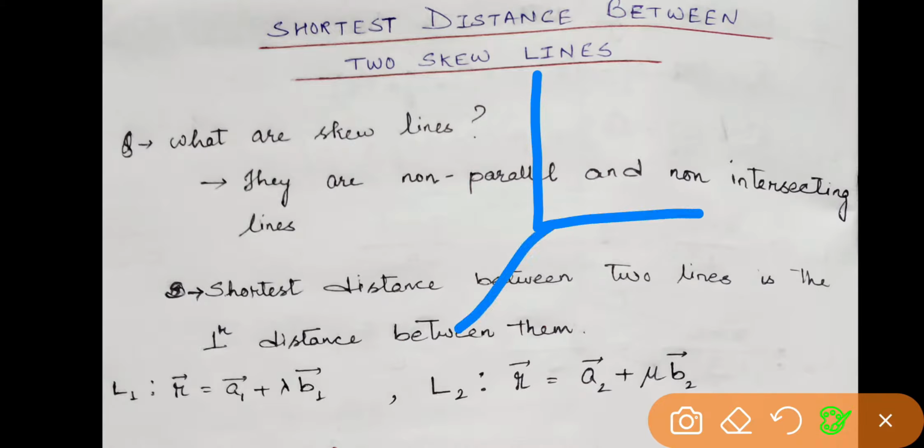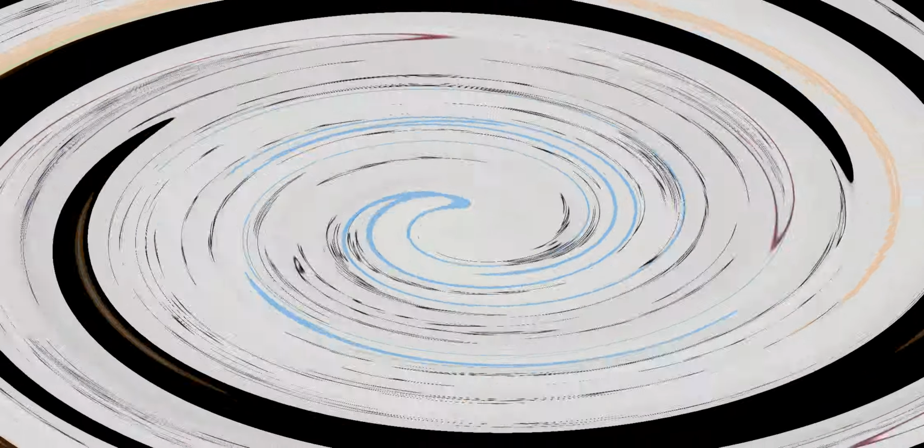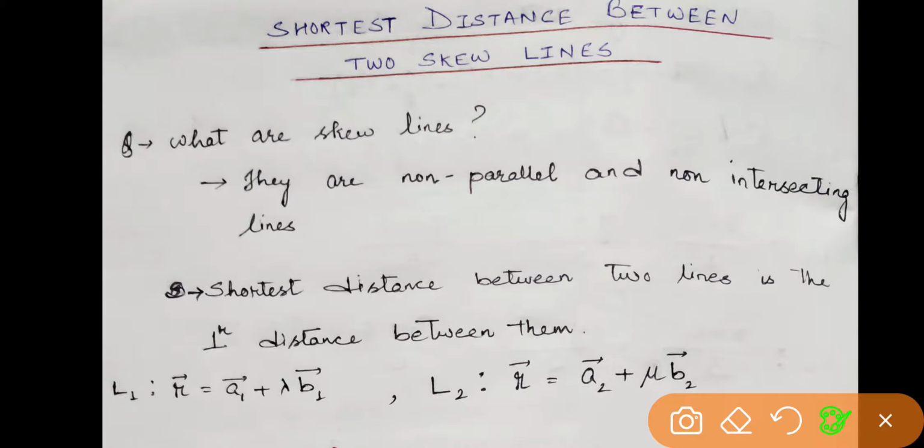In 3D, for intersecting lines we found the angle theta between them. Another case is they will be parallel. Parallel means they should be on the same plane. In 3D we'll also be having skew lines. Now let's look at this XYZ plane.